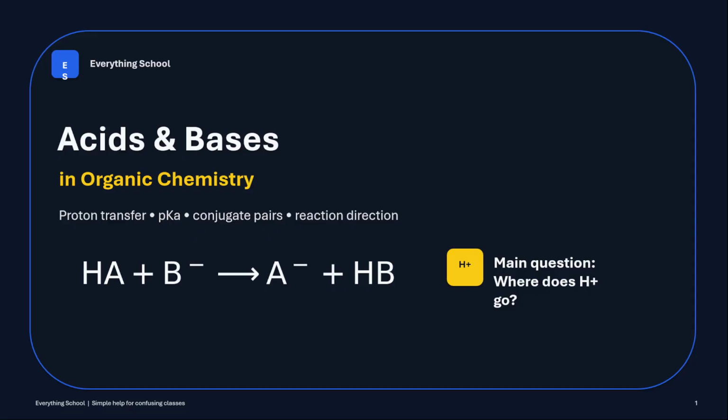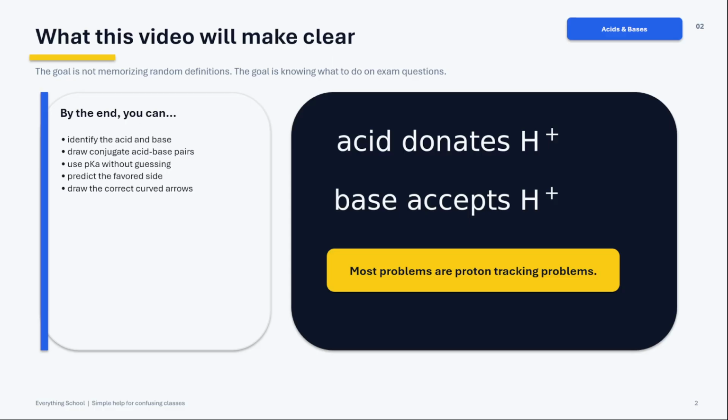Organic acid-base chemistry can look complicated because there are formulas, charges, curved arrows, and pKa values. But most beginner problems are really asking you to track a proton. So on this slide, do not worry about memorizing every detail yet. Just remember the goal: find where H+ starts, find where H+ goes, and use that to understand the acid, the base, the conjugate pairs, and the direction of the reaction.